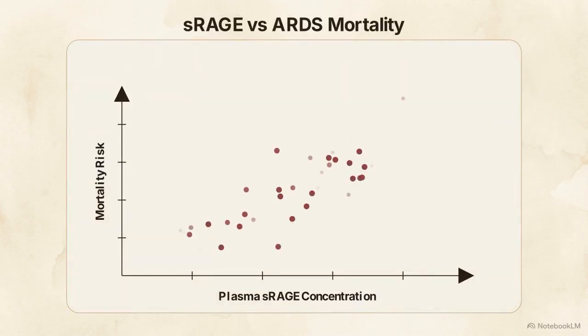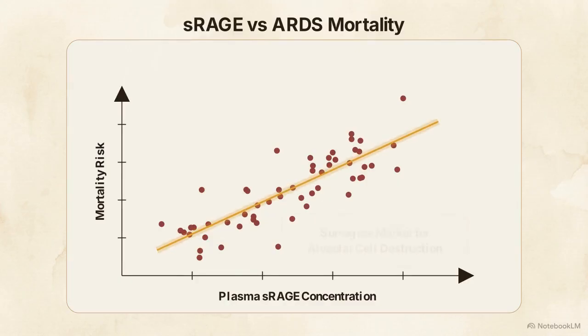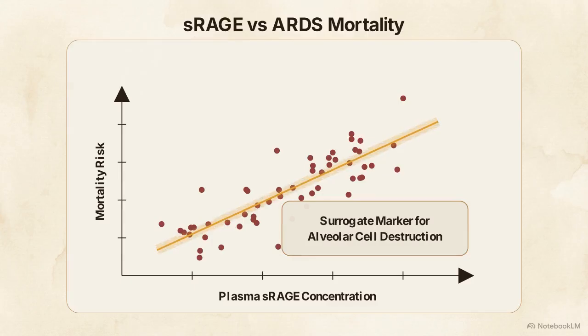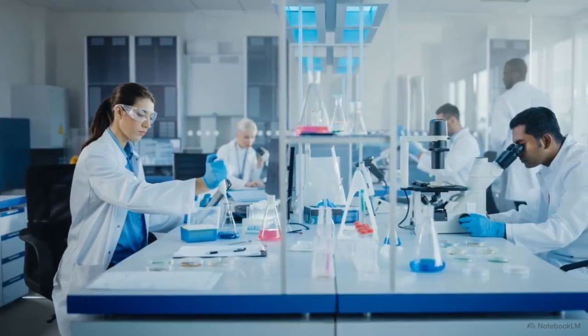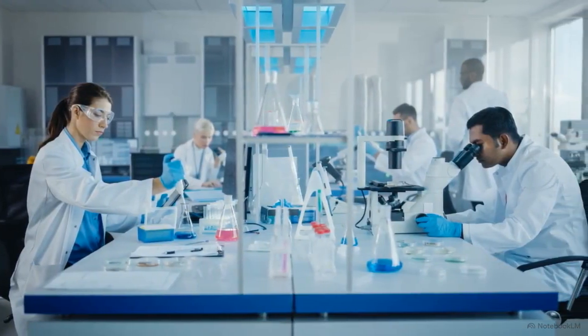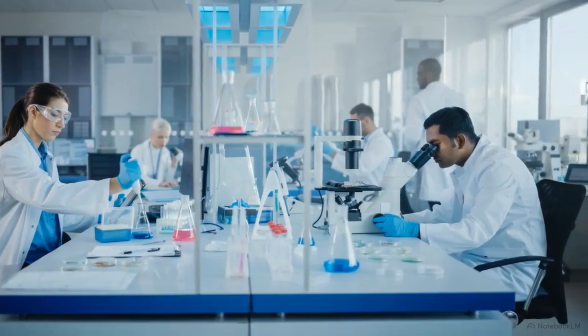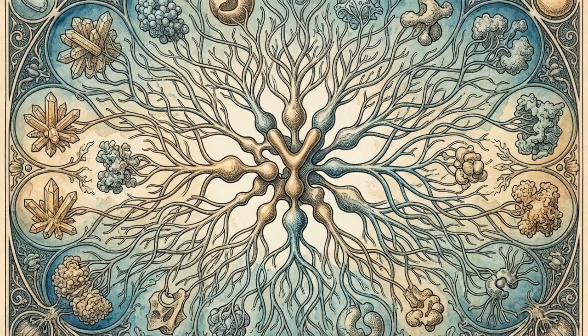Massive spikes in plasma sRAGE demonstrate a strong positive correlation with ARDS mortality. The concentration acts as a direct surrogate marker for the scale of alveolar cell destruction. Paradoxically, in chronic conditions like diabetes, circulating sRAGE levels are notably low. This absence indicates a dangerous failure of the body's inflammatory control mechanisms. Monitoring sRAGE levels is a direct, real-time measurement of the physical disintegration of the epithelial barrier. Because RAGE drives the hyperinflammatory loop independently of viral replication, it is a clear target for host-directed therapies.